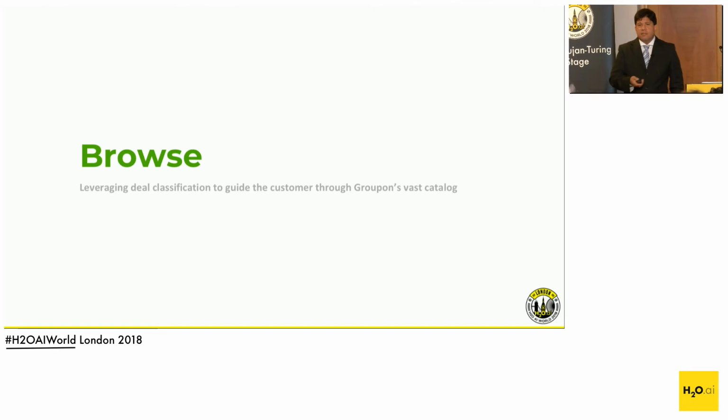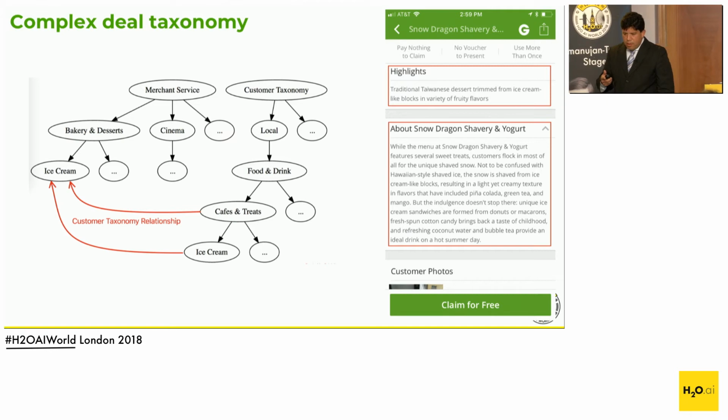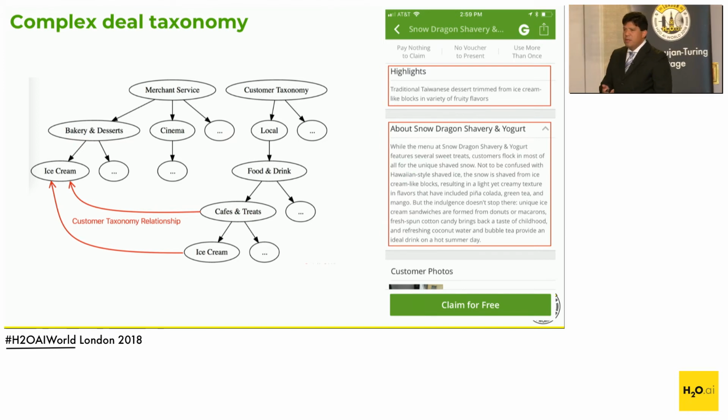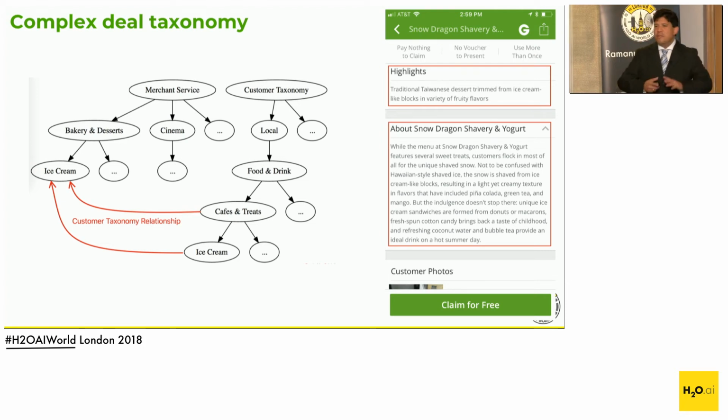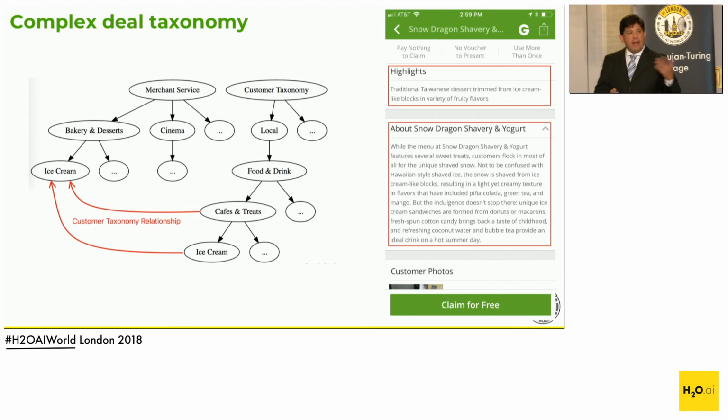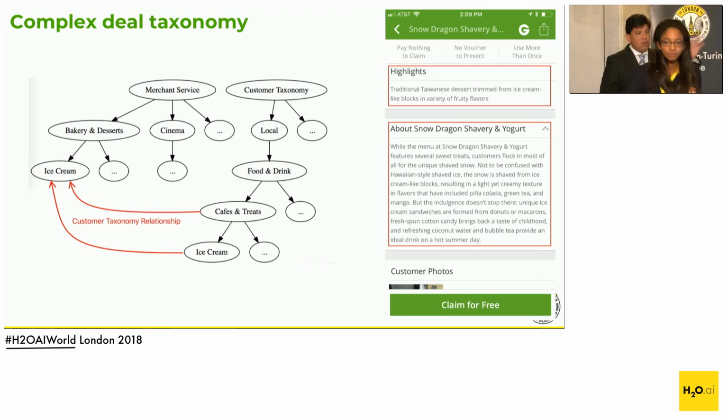In the context of browse, and this is the third use case, the problem was that when merchants upload deals, they self-categorize their deals in the taxonomy. We have a taxonomy, and a lot of times merchants try to reach a large number of users by classifying to as many nodes as they can. So one problem we had is, how do we automatically classify deals into this taxonomical space so that when people browse, it actually reflects what they are?